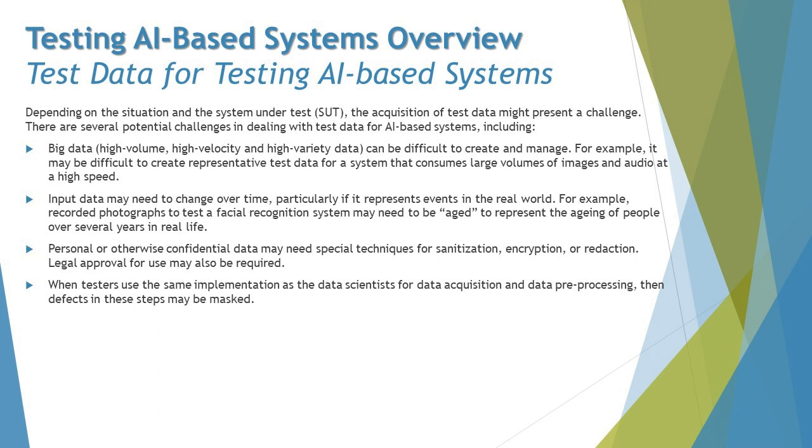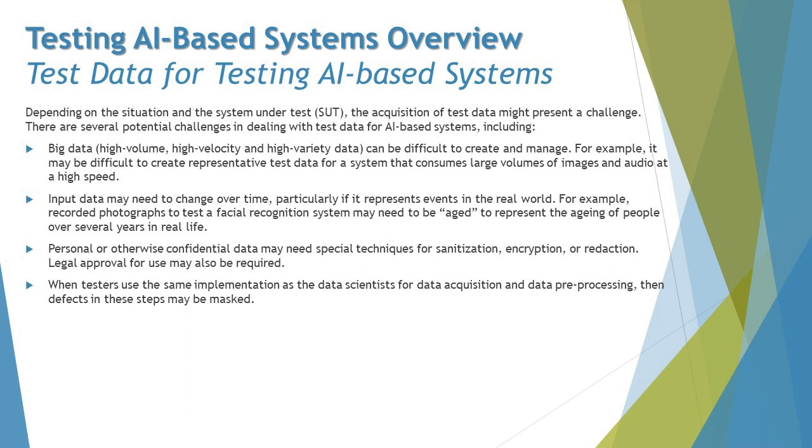The next challenge is that input data may need to change over time, particularly if it represents events in the real world. For example, recorded photographs used to test a facial recognition system may need to be aged to represent the aging of people over several years of life, which simply says that the data needs to evolve, or sometimes be predefined over an input parameter and revised, in order to train the model how exactly the transformation in faces can take place and how the system should revise this information.